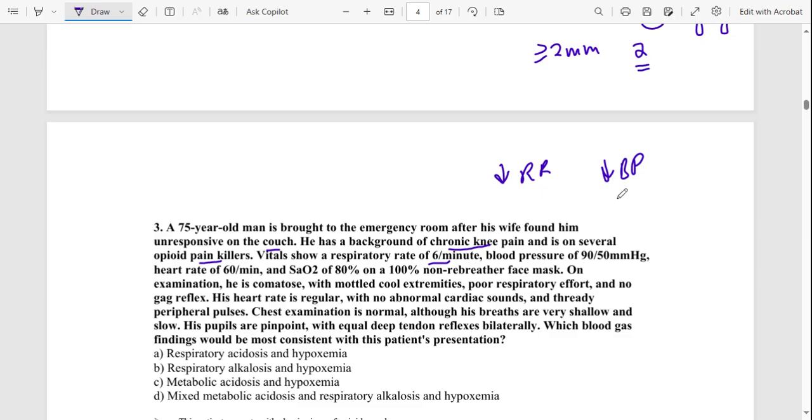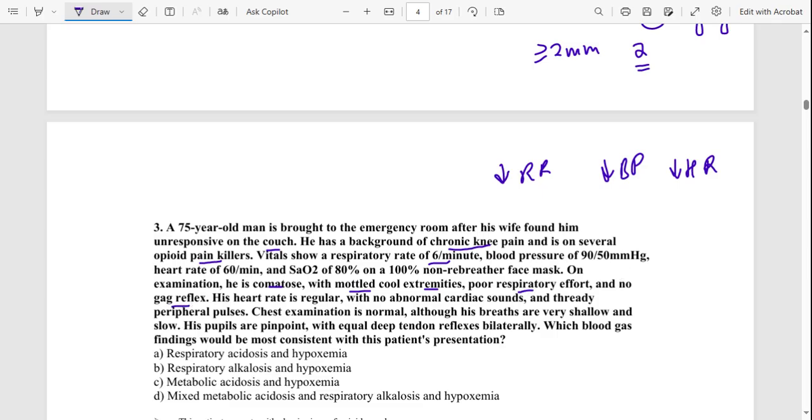Heart rate is 60. We can say that is low. Of course, the normal is 60 to 100, but this is on the lower normal end. And then the oxygen saturation is 80%, on 100% non-rebreather face mask. So, in other words, oxygen saturation is still low even when someone is on a face mask. On examination, is comatose with mottled cold extremities, poor respiratory effort, and no gag reflex.